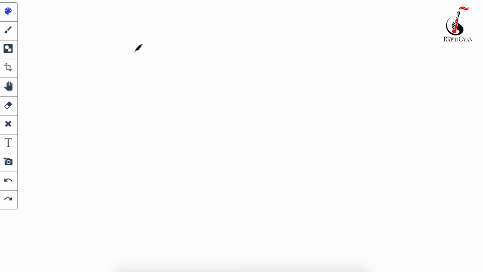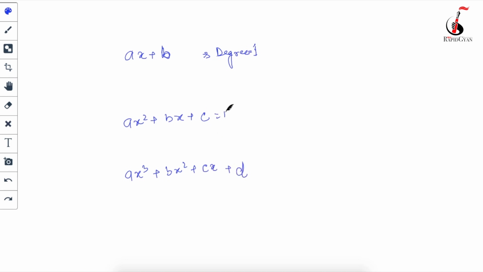Okay, so there are a few more things which I would like to tell you. We know that a linear equation is in the form of ax plus b, of degree 1. For degree 2 it will be ax square plus bx plus c. For degree 3 it will be ax cube plus bx square plus cx plus d.